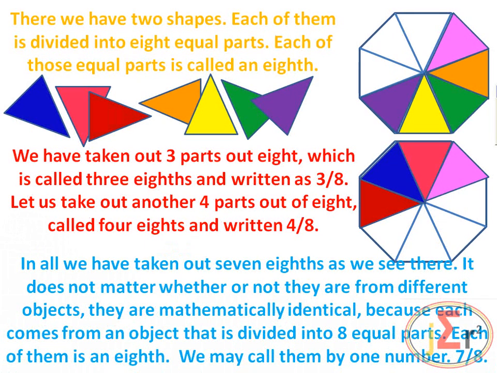It does not matter whether or not they are from different objects. They are mathematically identical because each comes from an object that is divided into 8 equal parts. Each of them is an eighth. We may call them by one number, 7 eighths. Right. So they are identical because they are all eighths. So we can say that we have 7 eighths.